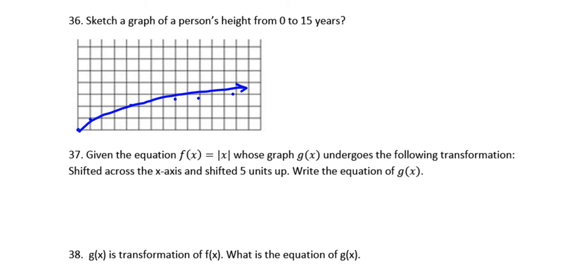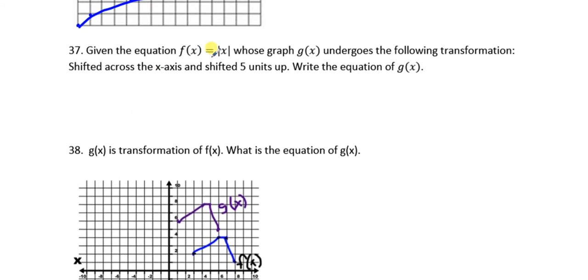All right, question number 37. A few more here. Given the equation, so here, this is the absolute value. So just a reminder, because we didn't talk too much about absolute values in this class, but all the absolute value does is it takes negative numbers and turns them into positive. So absolute value of positive numbers, you don't need the absolute value, because absolute value of 5 is 5, absolute value of 10 is 10, but absolute value of negative 5 is positive 5.